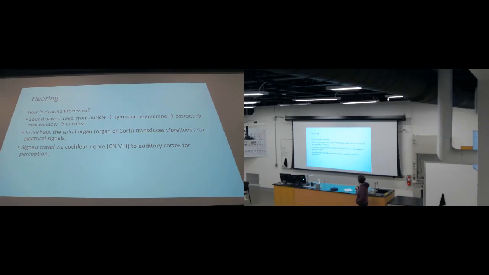So how is hearing processed? First, you will have sound waves in the air that travel as a sound wave, and then it hits your tympanic membrane. These are collected by the auricles. And then the tympanic membrane vibrates. That makes the ossicles vibrate. And then the oval window opens and closes as the stapes moves in and out of the oval window. And then that transfers these vibrations into the basilar membrane of the cochlea.